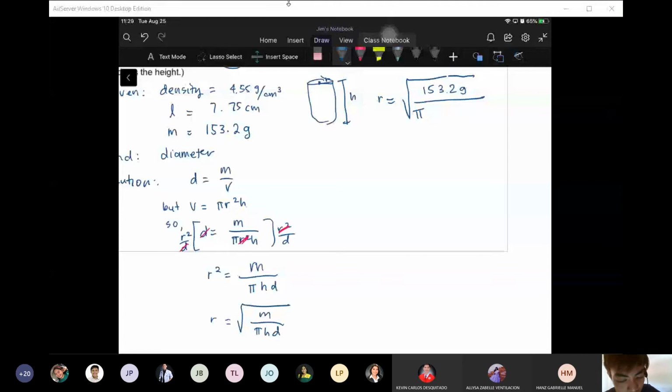What is the height in the problem? Ano kaya yung height? Anyone? Yung length, no? Same lang, yung height and length. Pina-fancy lang, no? So, I will multiply it with 7.75 cm and the density of 4.55 grams per cm cube. Okay, so that's the idea.